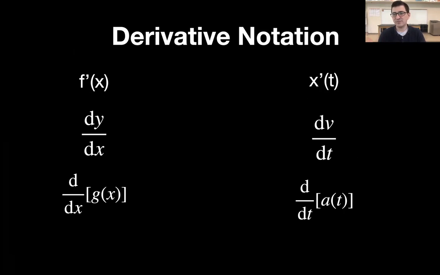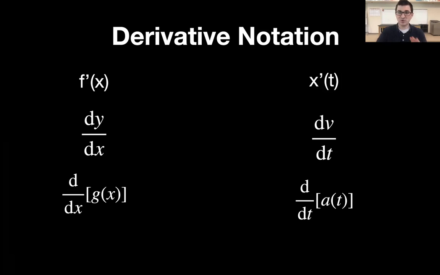And instead of our functions being in relation to x, oftentimes they're in relation to something like t. So you might see something like x prime of t, which is just the derivative of the position function with respect to time, dv/dt, which is the derivative of the velocity function with respect to time, or d/dt of the a of t function, which is just the derivative of the acceleration function with respect to time. So those are just some of the different ways that you might see derivative notation.